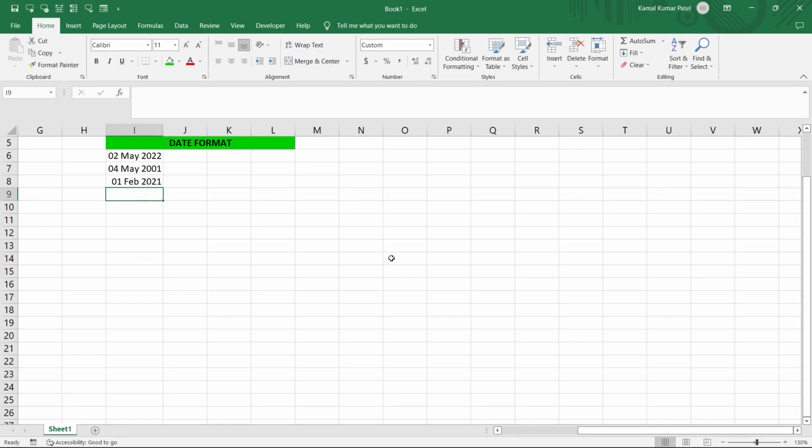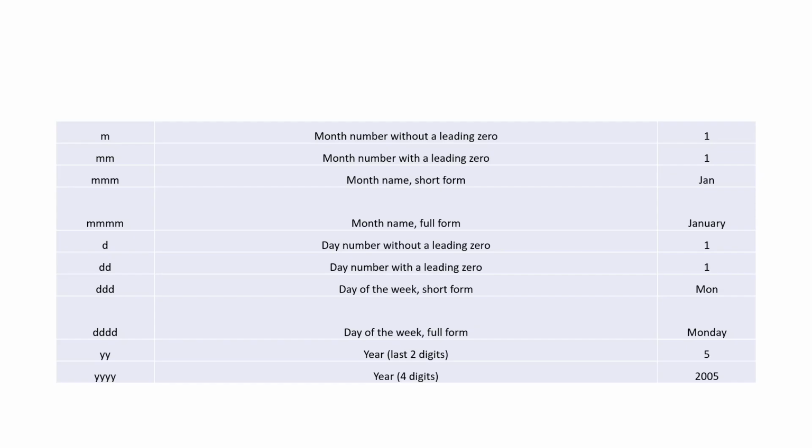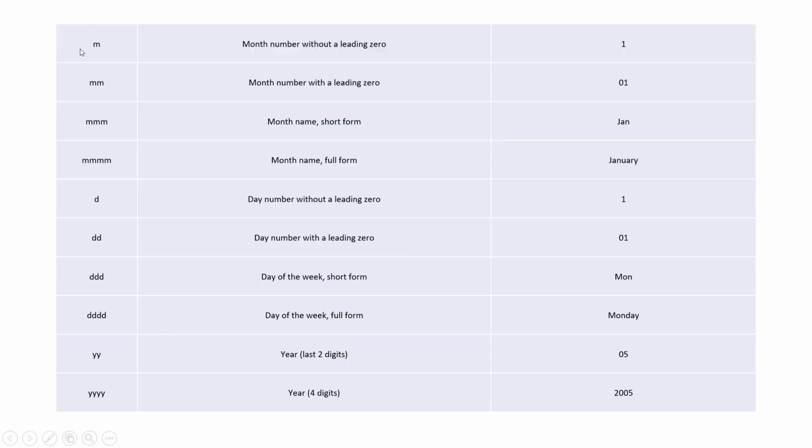So now before moving forward, let's check this table. Here it shows how the customization differs. So here the single M shows the month number without a leading zero, that is 1. If we provide double M, then it shows the leading zero, that is like 01. So this is the month January.